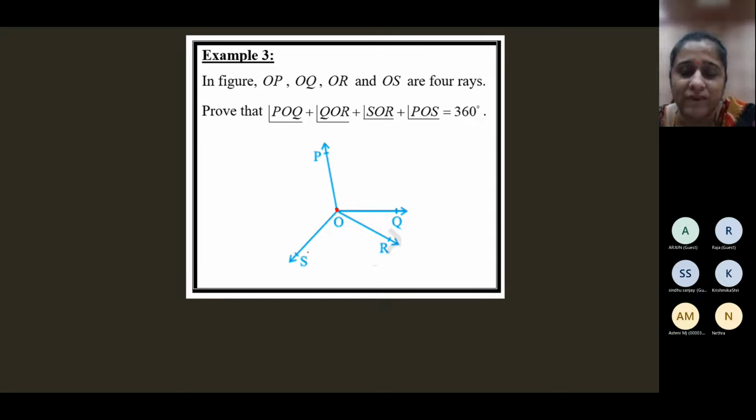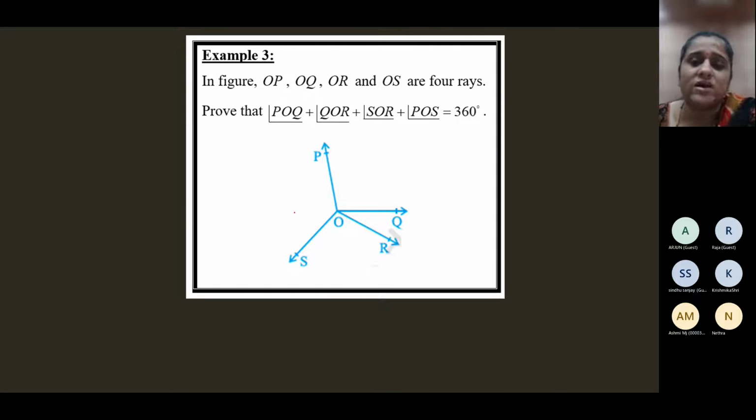Four rays OP, OQ, OR, and OS are emerging from the point O. So we have four angles around the point O. We need to prove that the sum of these four angles is equal to 360 degrees.